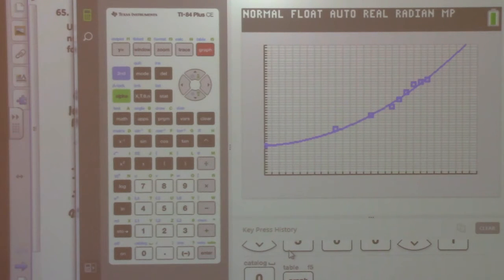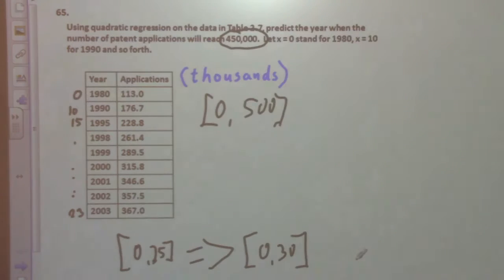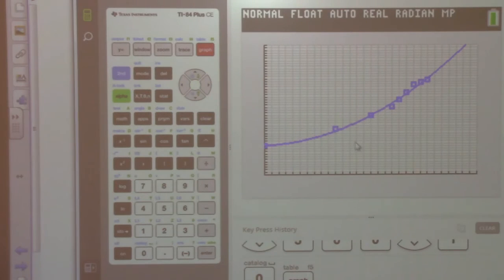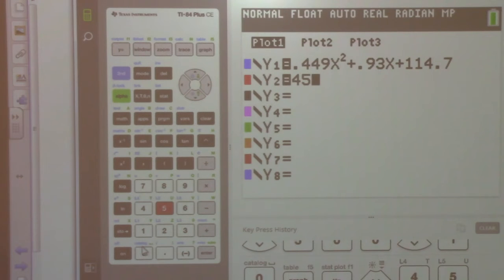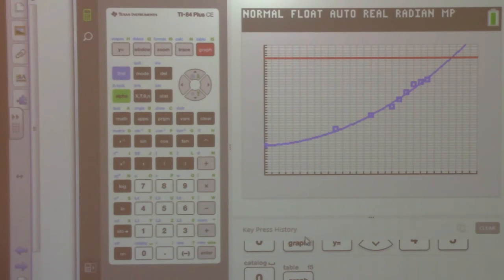And then it's asking a question. We're going to predict when our patent applications will reach 450,000. So how do we use our prediction here? I want to show you something you can do. You can trace the graph, but I will show you something that's pretty good. You can go here and mark 450,000 right here, and then graph.